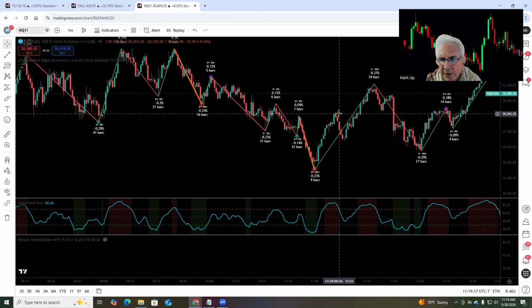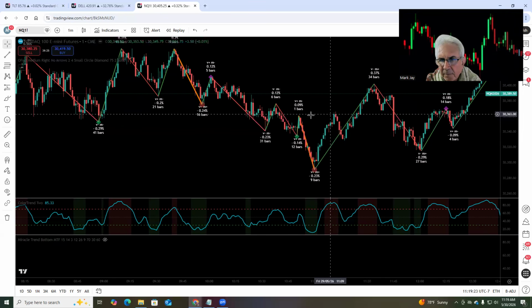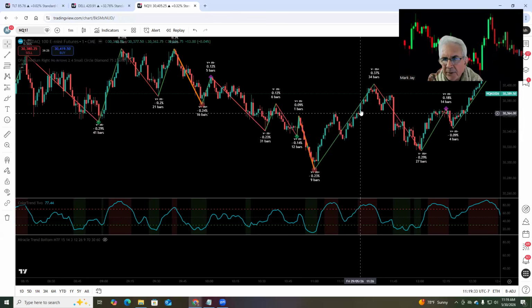Usually what the market likes to do, when it's testing a breakout of a previous swing high or swing low, is pull back like it did here and then test it again. And with a very, very strong bar, it will break through.